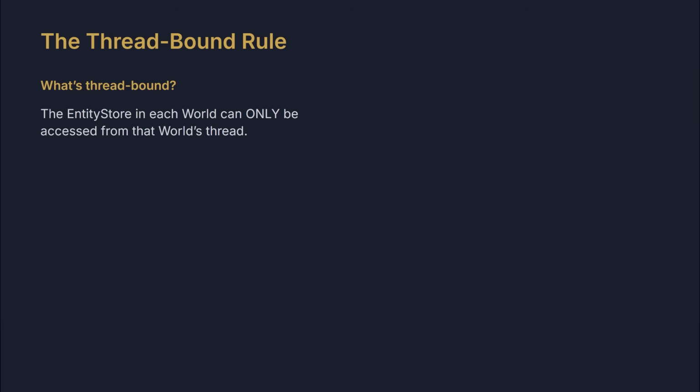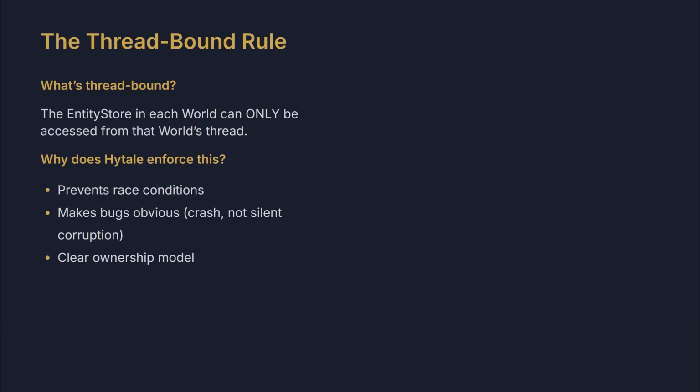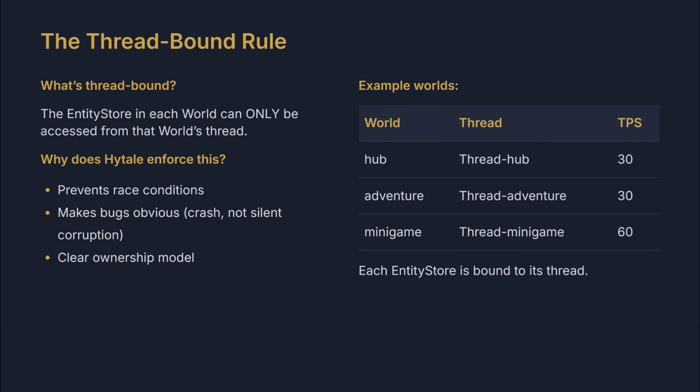For example, the entity store in each world can only be accessed from that world's thread. So why does Hytale enforce this? On the one side, to prevent race conditions. On the other hand, to make bugs obvious. Because if you try to access an entity store from the wrong thread, your server crashes. So it means, hey, you have to take care of that. It doesn't cause silent corruption. And you have a clear ownership model, which should make things easier.